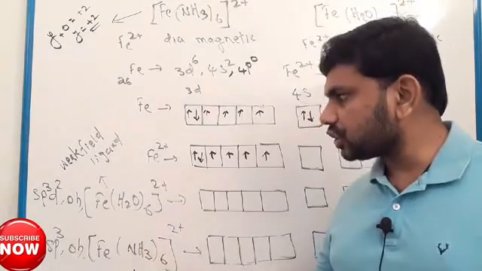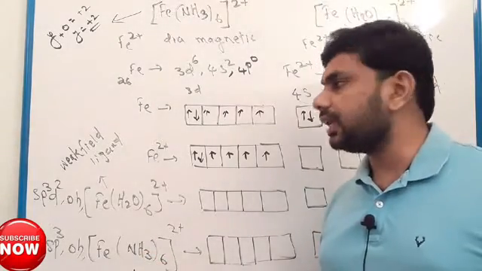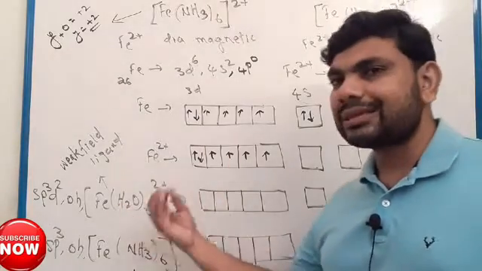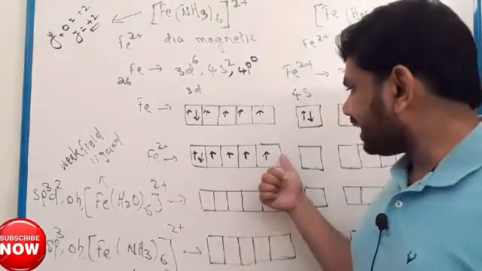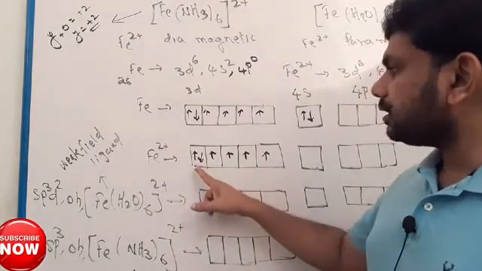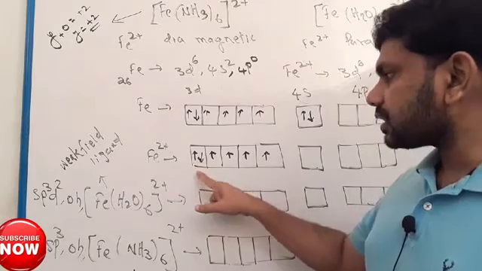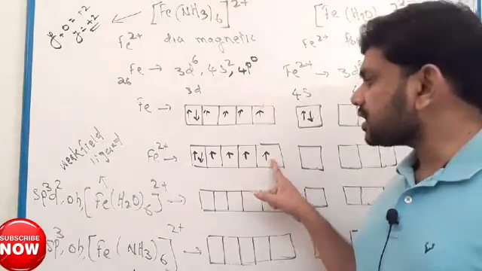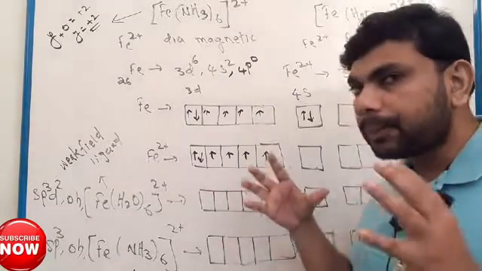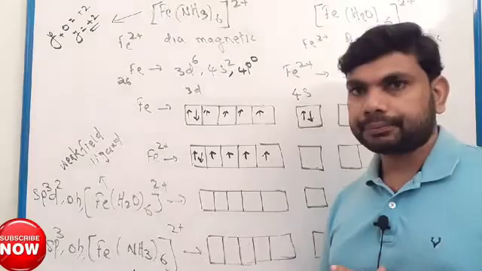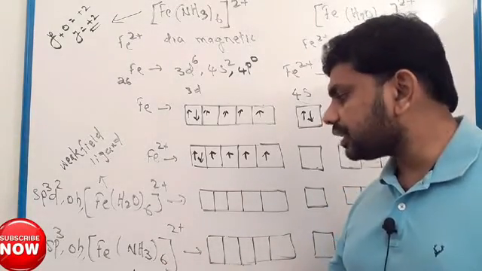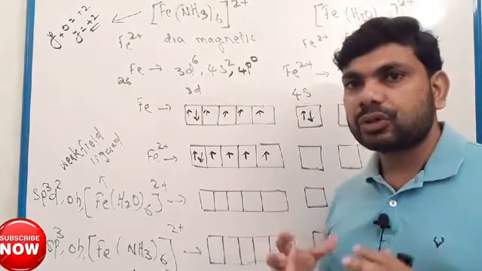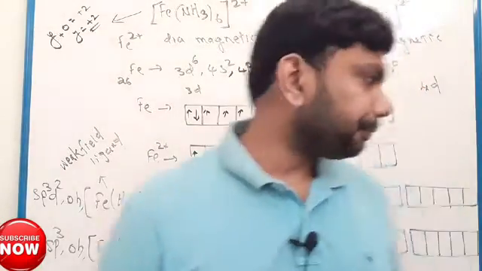But in the case of NH3, it is a strong field ligand. When this ligand approaches the central metal atom, the electrons pair. Look here, it is already paired. After this, 1, 2, 3, 4 unpaired electrons. These 4 unpaired electrons will be paired. Pairing takes place. If there is a strong field ligand, the unpaired electrons pair up. I will show you here.